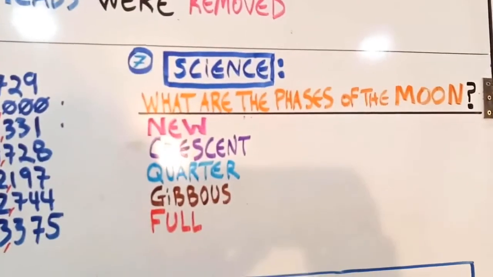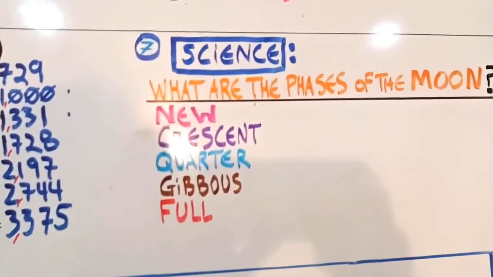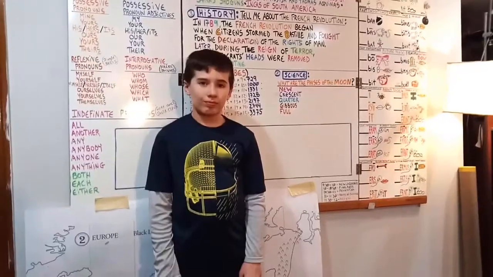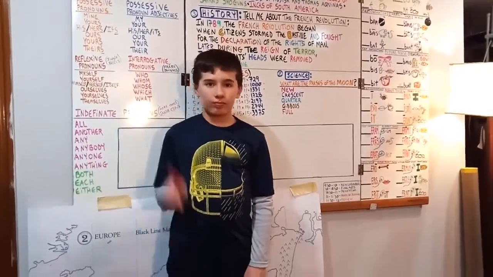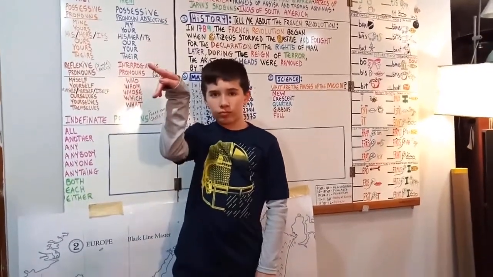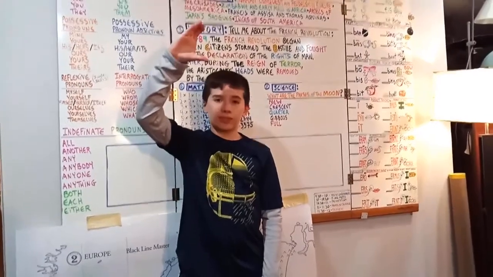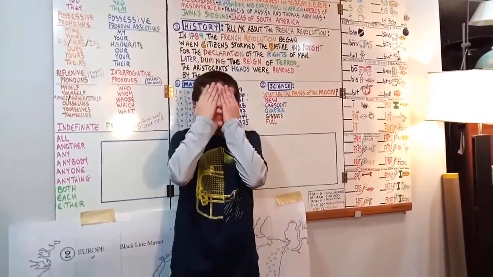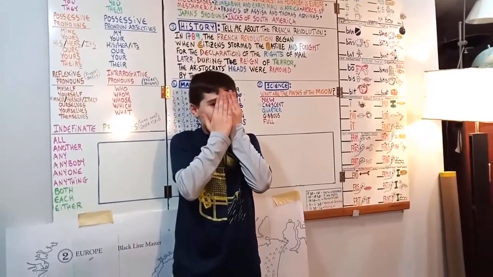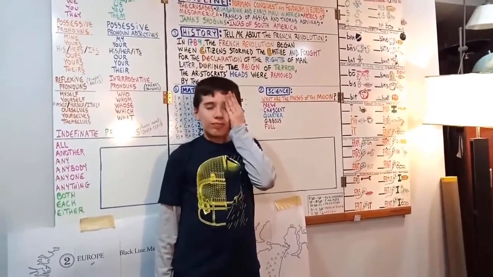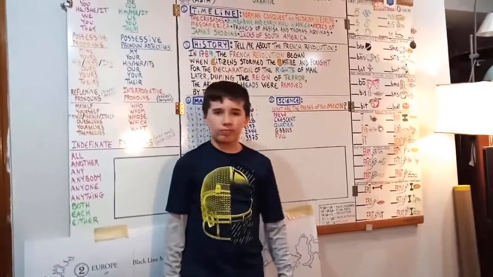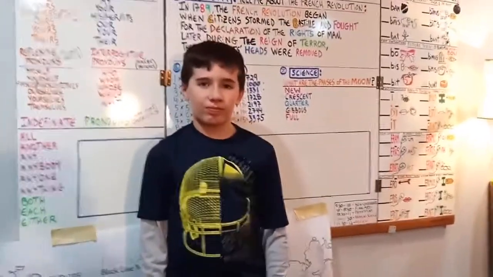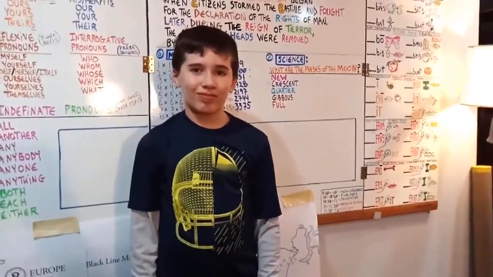What are the phases of the moon? New, crescent, quarter, gibbous, full. So here we go. We'll make a P for phases, and a C for the moon. The phases of the moon are new, we cover our face, crescent, quarter, gibbous, and full. And we'll use the song Bad Moon Rising by Creedence Clearwater Revival.